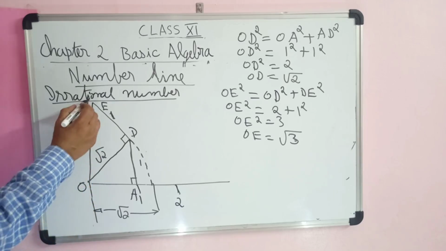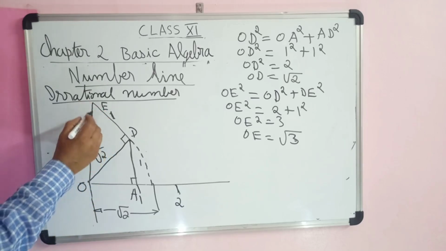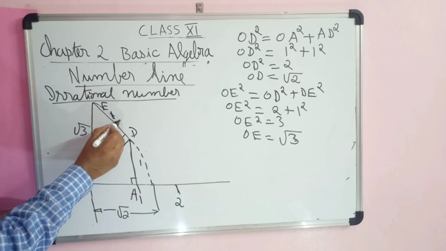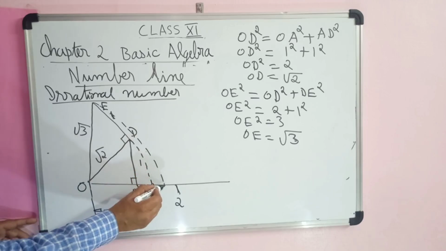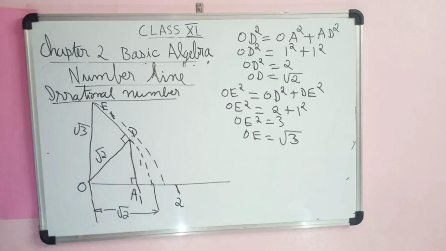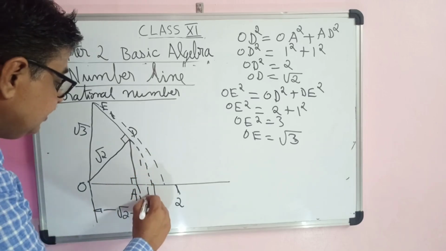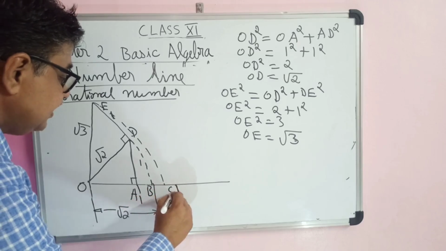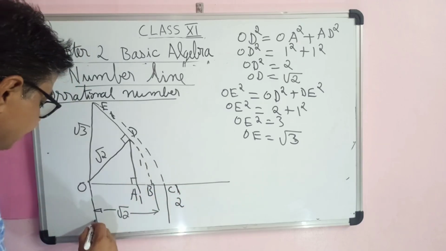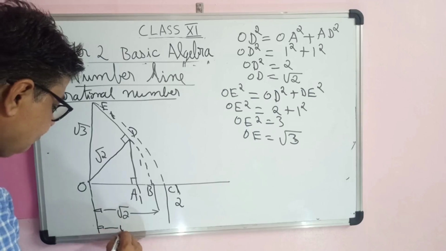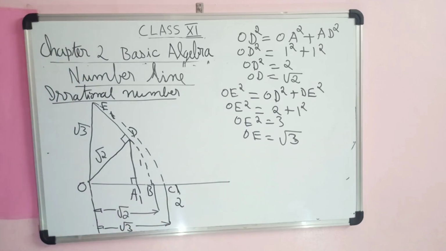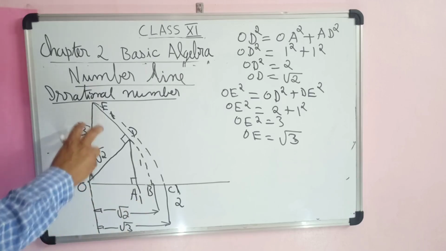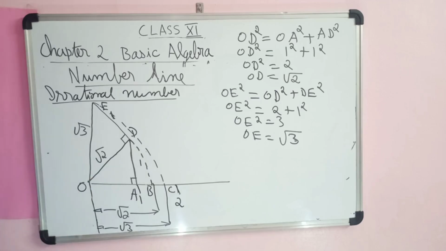How to draw this? Take the arc here, OE, draw an arc till it meets the horizontal line. It will meet somewhere here. So this point is B, this point is C, therefore this is root 3. So we have marked the irrational number root 3 in the number line. So this is the procedure how to mark the irrational number in the number line.